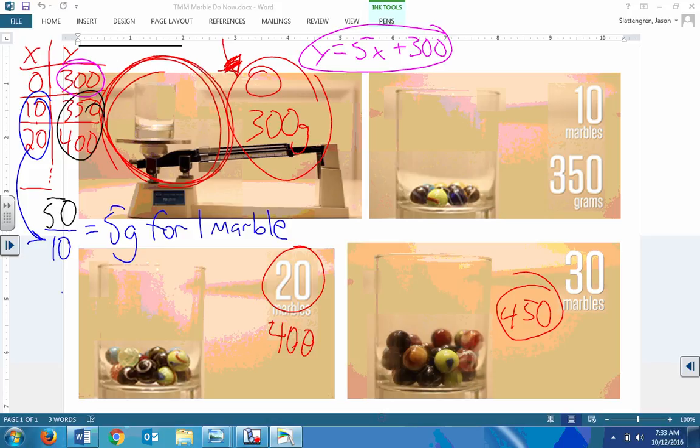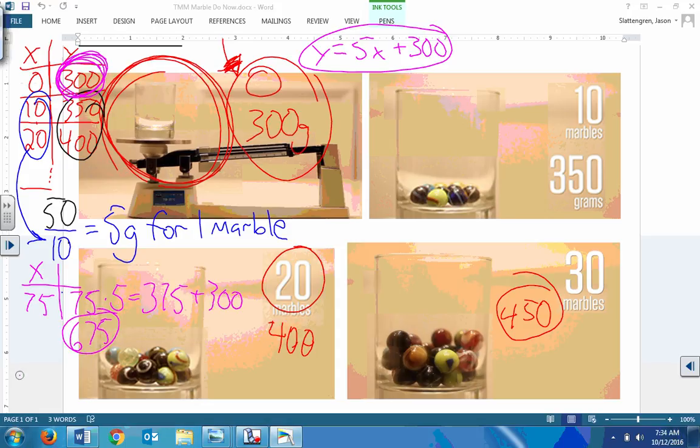And so now when we go back to this table, let's say we want x to be 75 marbles. Well, how do we find that? We have to take 75 times 5, because each marble weighs 5 grams. That's 375. Now that's the mistake: tons of people just put 375, but it's 375 plus 300. We started at 300, so we have to add that 300 in. It's 300 plus 375, and so for 75 marbles, it's 675 grams.